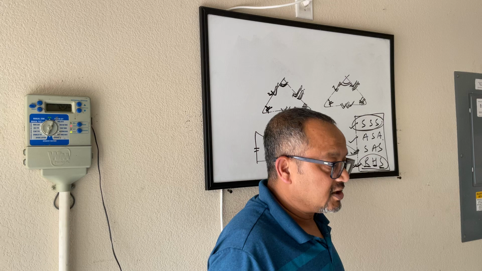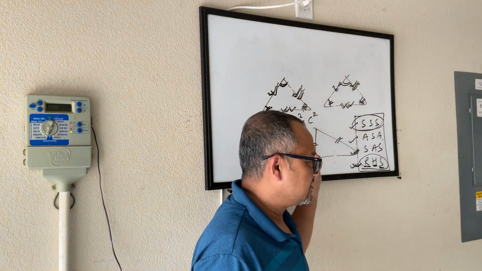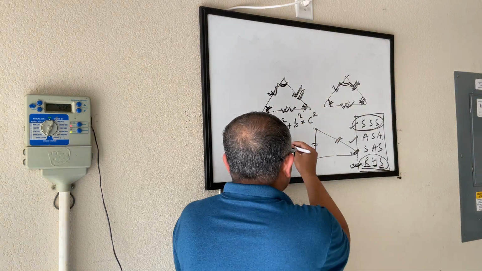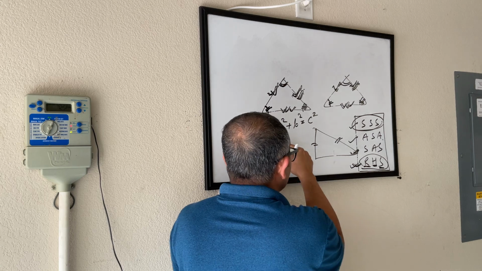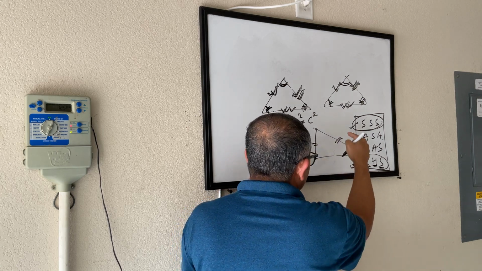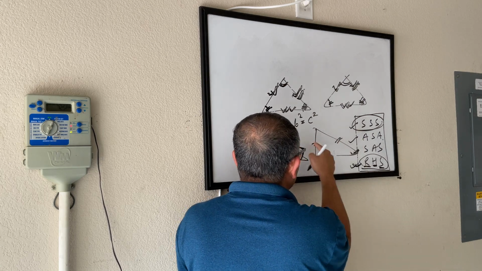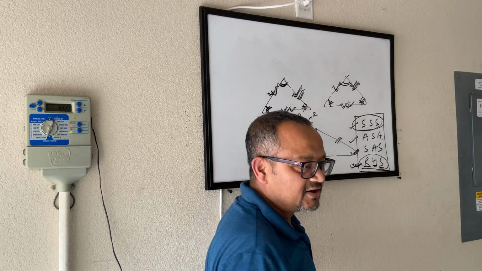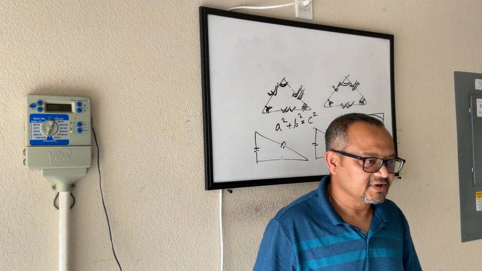Our common uncle, Mr. Pythagoras. Right angle triangle. This square plus this square equal to this square. If this two matches and these two matches, the third one will match by default. No question asked. Yeah. All right.